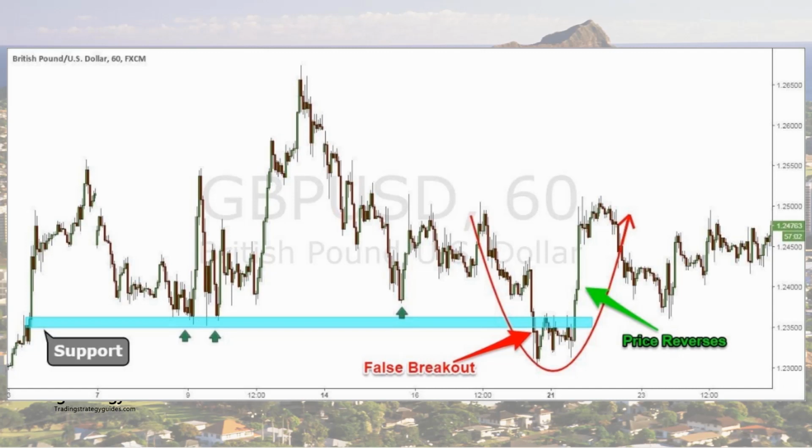Once you've satisfied all your rules for the setup, enter the trade. But your rules should include a contingency to keep your loss small in the case of a false breakout. In my case, a candle close above the broken support level is my signal to get out of the trade.